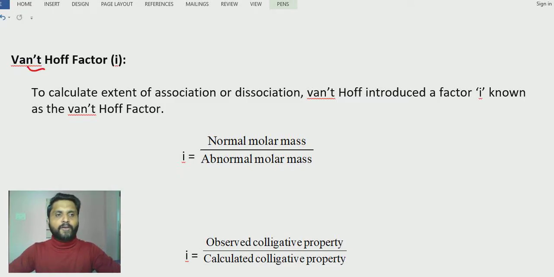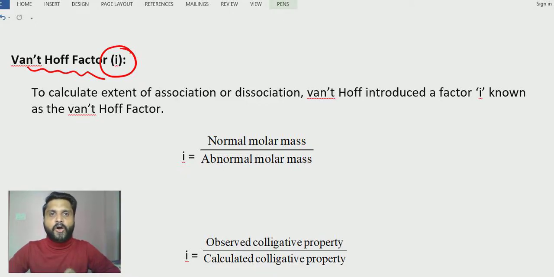Now, what is this Van 't Hoff factor? Van 't Hoff factor is represented by the symbol i. The solute dissolved can undergo either association or dissociation, or may not undergo association or dissociation. So the Van 't Hoff factor is based on these criteria. What is the use? To calculate the extent of association and dissociation, the Van 't Hoff factor i was introduced. How to calculate Van 't Hoff factor i?